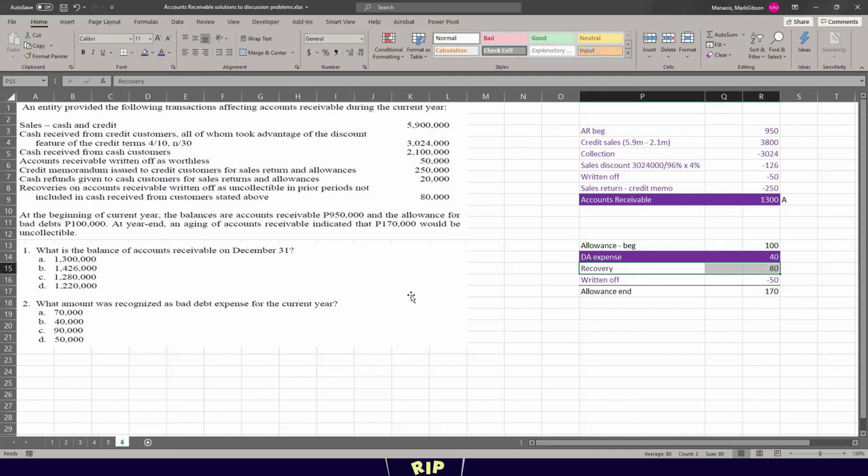And the beginning balance of the bad debts, no, of 100,000, so also given. So with that, kunin lang natin yung squeeze in lang natin yung doubtful account expense. So that's 170,000 plus 50,000 less 80 and less 100, or 40,000 pesos. So the answer to requirement number 2 is letter B. Lagay ko lang to ulit para hindi malito.